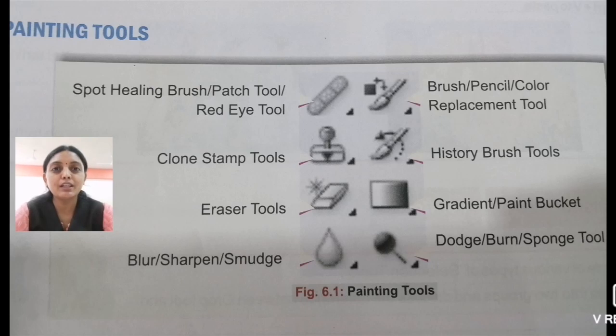Now today we are going to learn a few of the tools from the painting tools. So what are those tools? We have the spot healing brush or patch tool, or even we can say red eye tool. Then we have the clone stamp tool, eraser tool, blur tool, then brush or pencil or color replacement tool, history brush tool, then gradient, bucket, and dodge or sponge tool. So all these we are going to learn in this lesson. Let us start with our first tool, that is the brush tool.